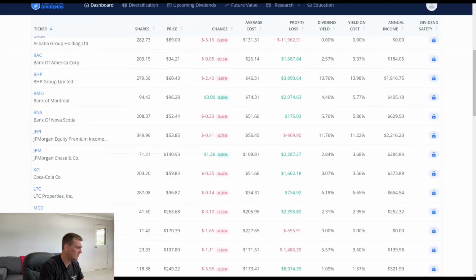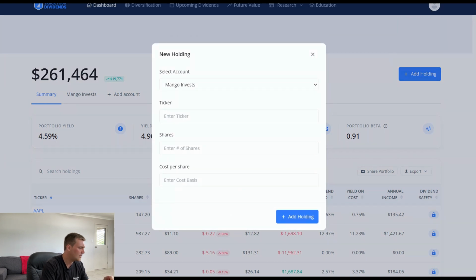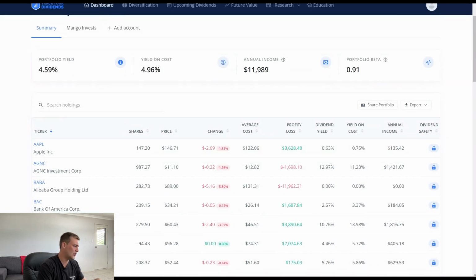These are all the holdings that you can input into the portfolio. So on the right hand side, you can just go add a holding, click into it. You can name your account, enter the ticker symbol that you've invested in, the amount of shares that you have, and then the average cost basis, and you can click that, and that'll show up right here, and all the data will be right here in front of you.